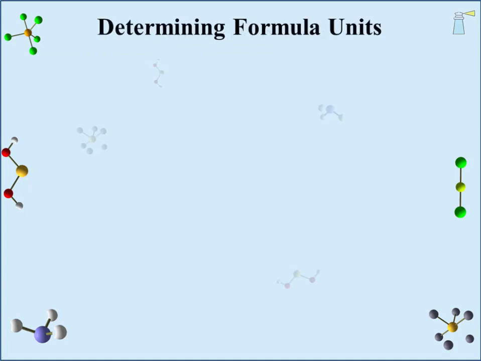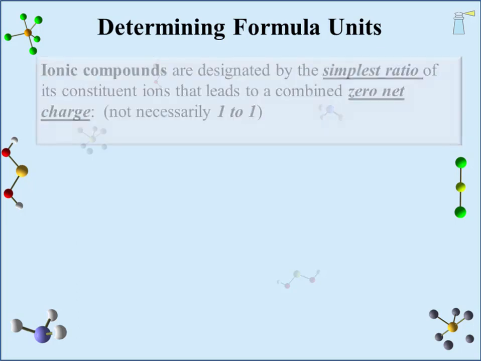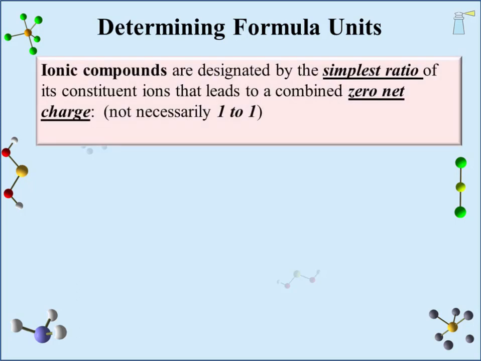Ionic bonded compounds are not found as individual molecules like covalent compounds, but they are found in particular ratios. Ionic compounds are designated by the simplest ratio of their constituent ions that leads to a combined 0 net charge, and that ratio does not necessarily have to be 1:1. This ratio is referred to as a formula unit. It is analogous to the ratio in the molecular formula for covalent bonded molecules. However, it is not found by pushing dot diagrams together.